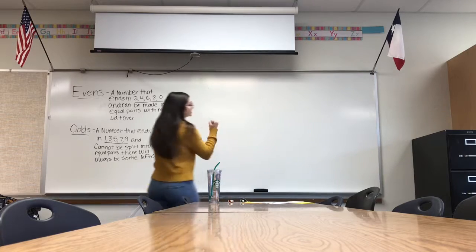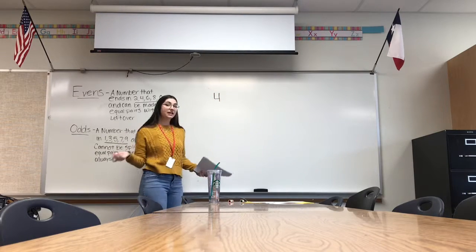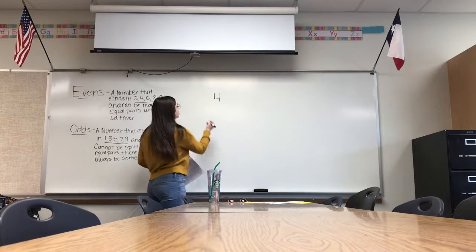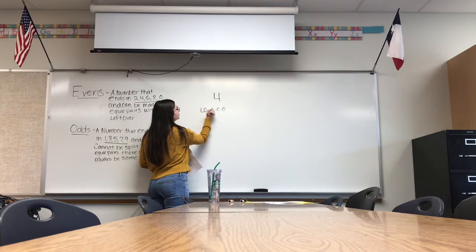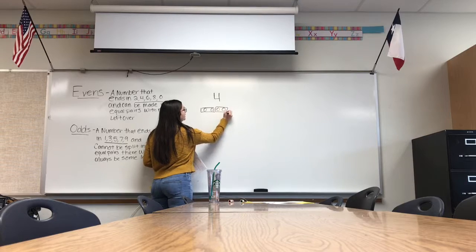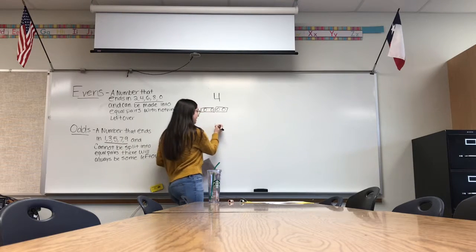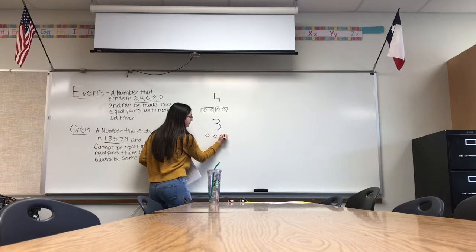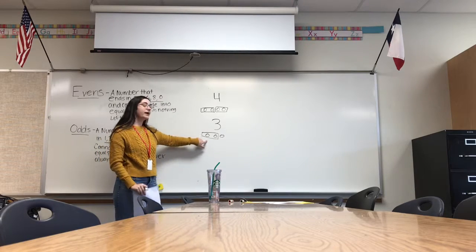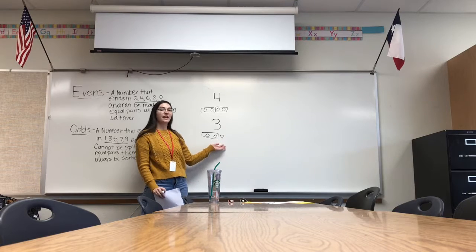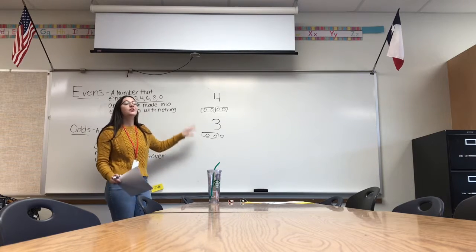So let's look at some examples of odds and evens. So the number 4, is it odd or even? Right, even. So if I have 4 little circles, I can split these into 2 equal pairs and there's nothing left over. But if we look at the number 3, I can only split it into 1 equal pair. So I only have 1 equal pair of 2 and there's something left over. I can't make this into 2 equal pairs. So an even will have nothing left over, and an odd will always have something left over.